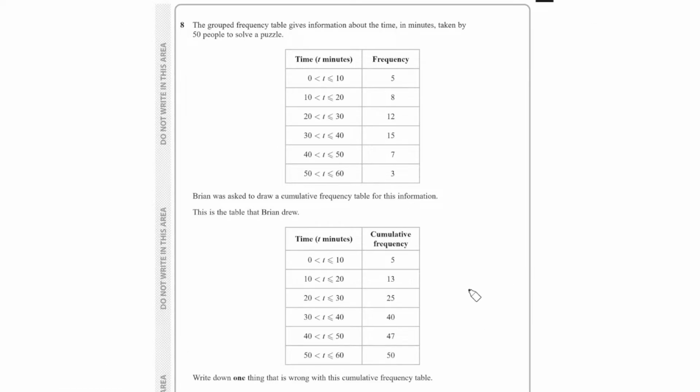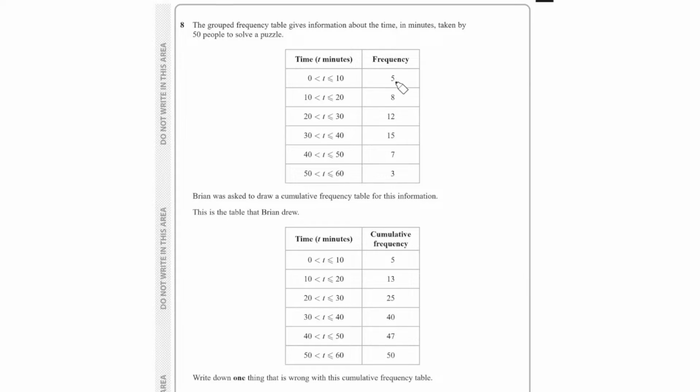Question 8. So the group's frequency table gives information about the time in minutes taken by 50 people to solve a puzzle. So that's just your normal frequency table. Brian was asked to draw a cumulative frequency table for this information, and then this is the table that Brian drew. Now, you didn't get cumulative frequency in paper 1, so I think there's like a 99% chance it will come up in paper 2 or paper 3. This is obviously just a smaller kind of question. So we need to write down one thing that is wrong with this cumulative frequency table.